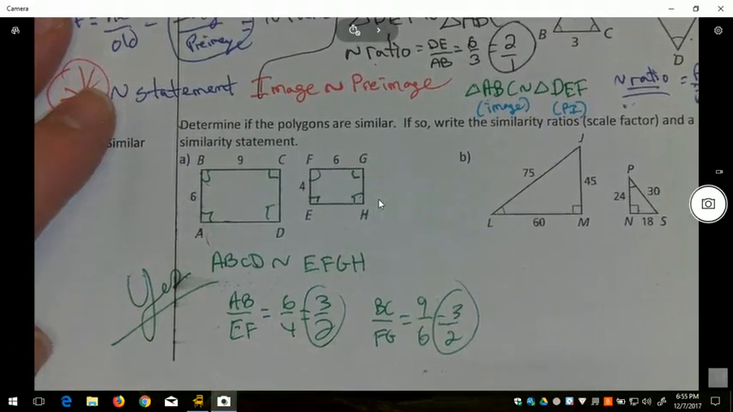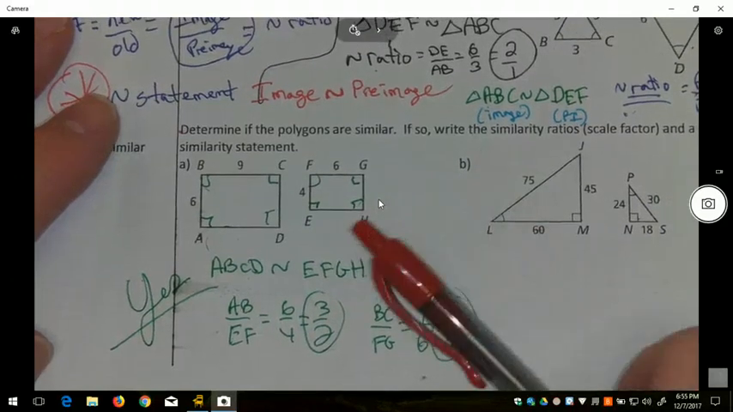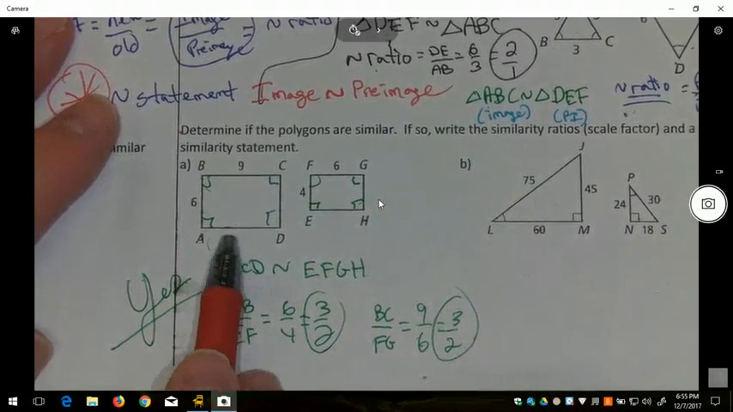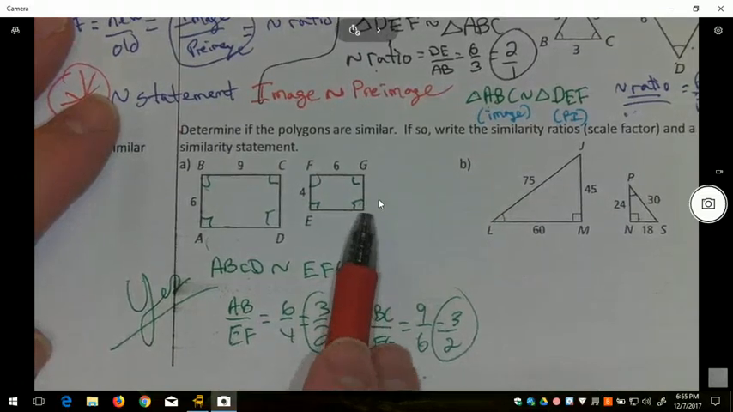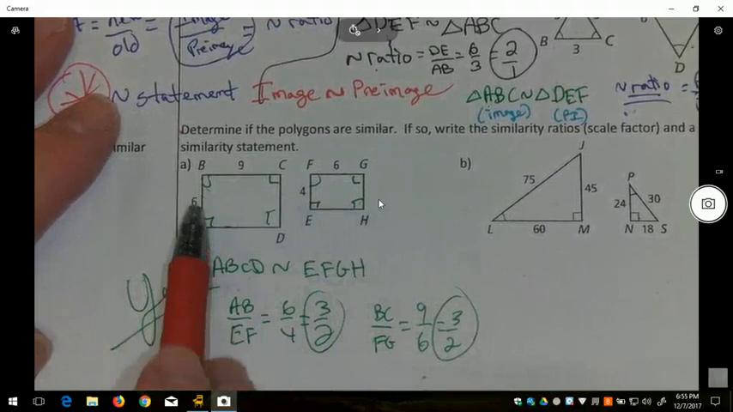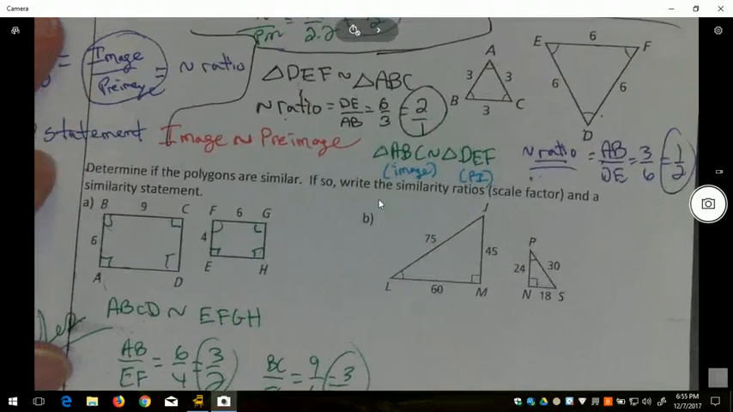It's like a dilation. The only difference is we don't really have a center of dilation for these. But you could think of this being 3/2 the size of this in terms of the lengths. The scale factor to go from here to here was 3/2.